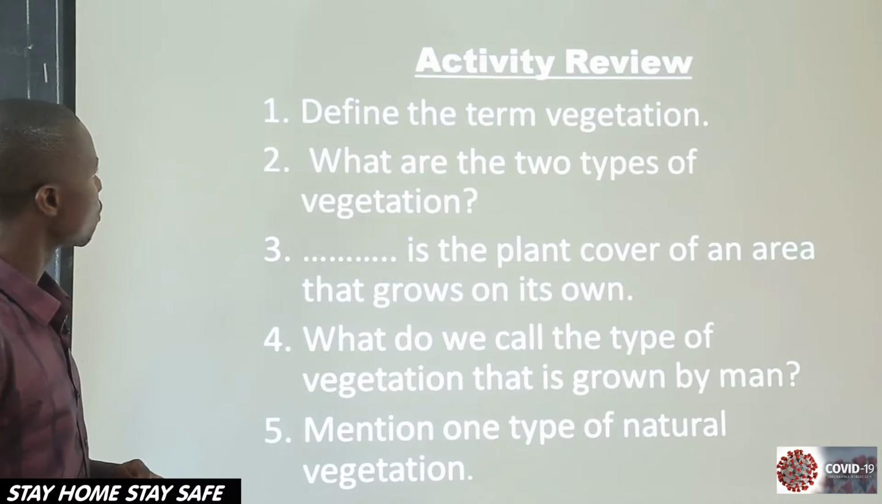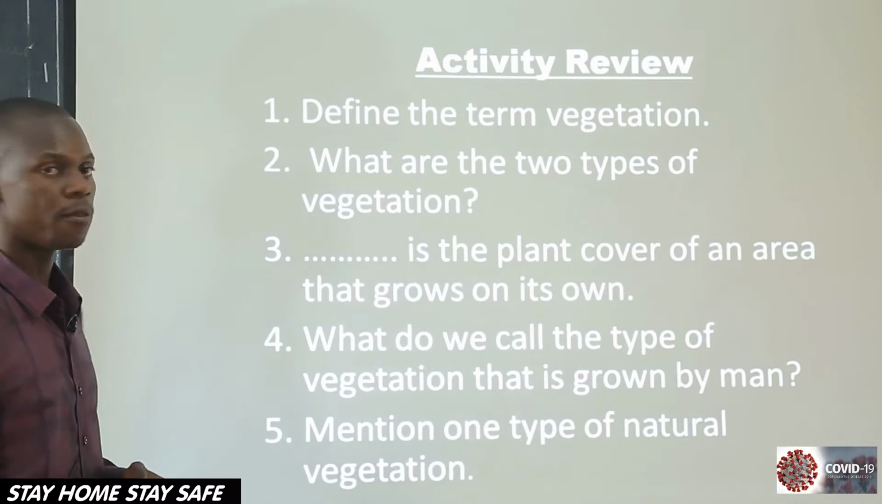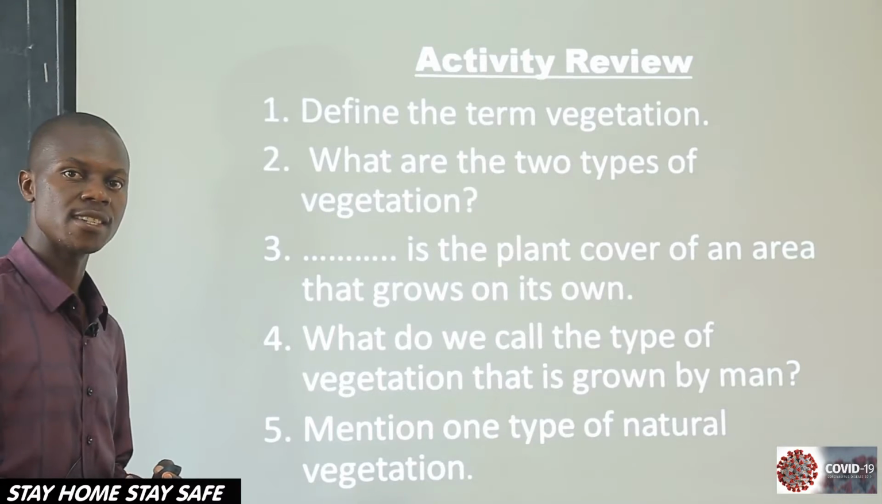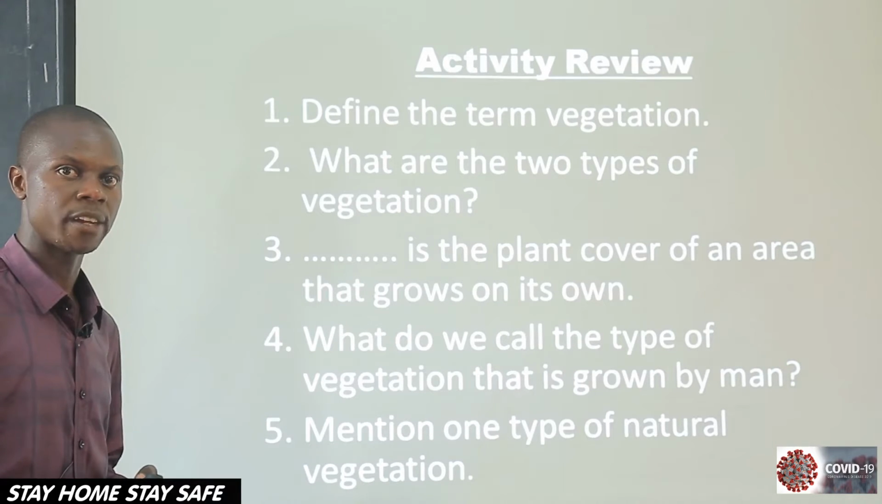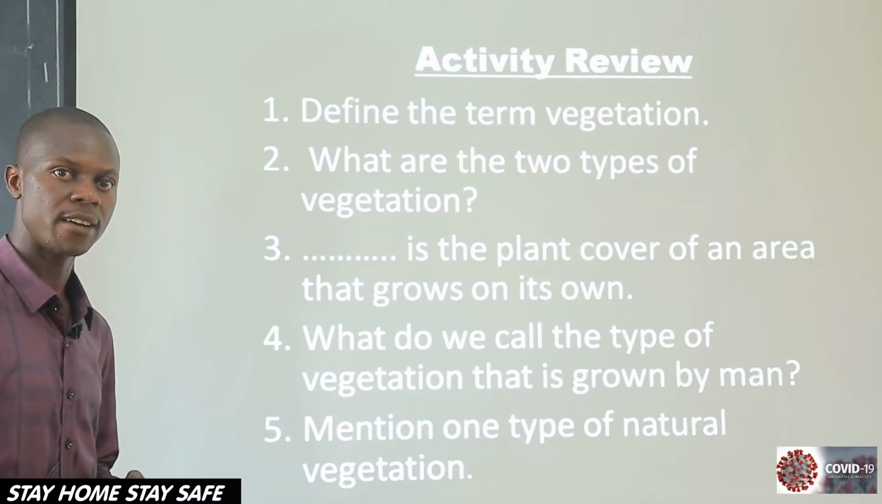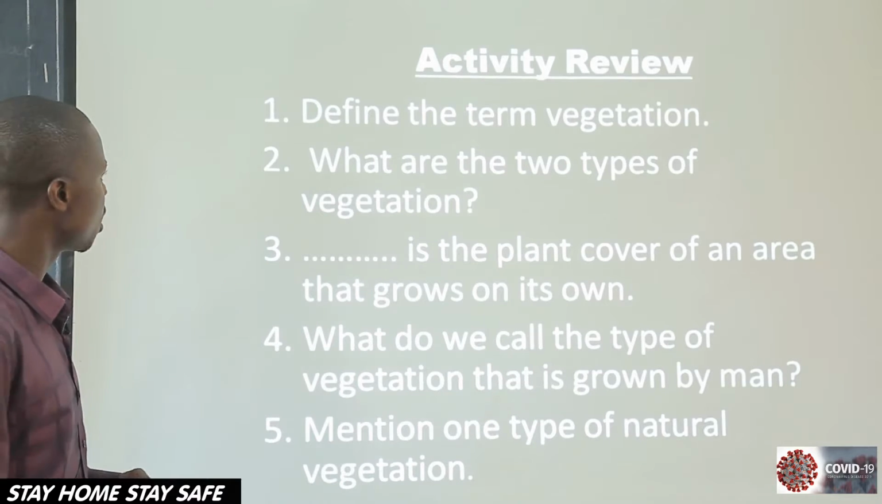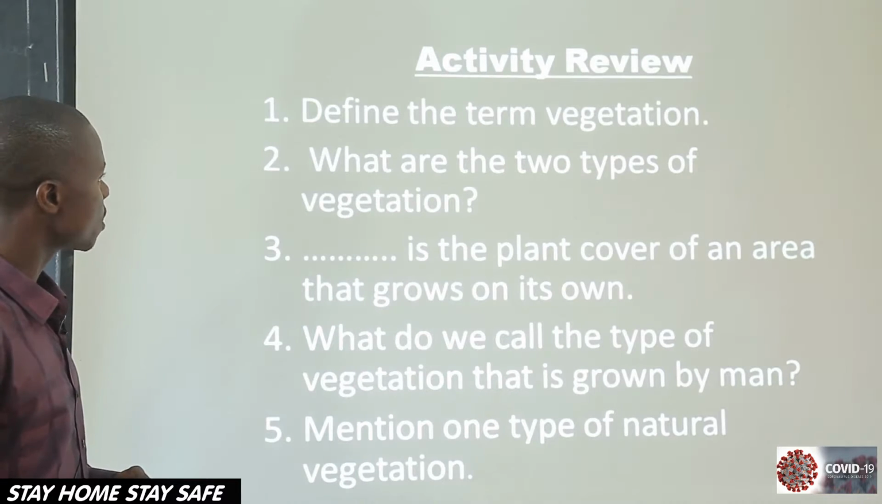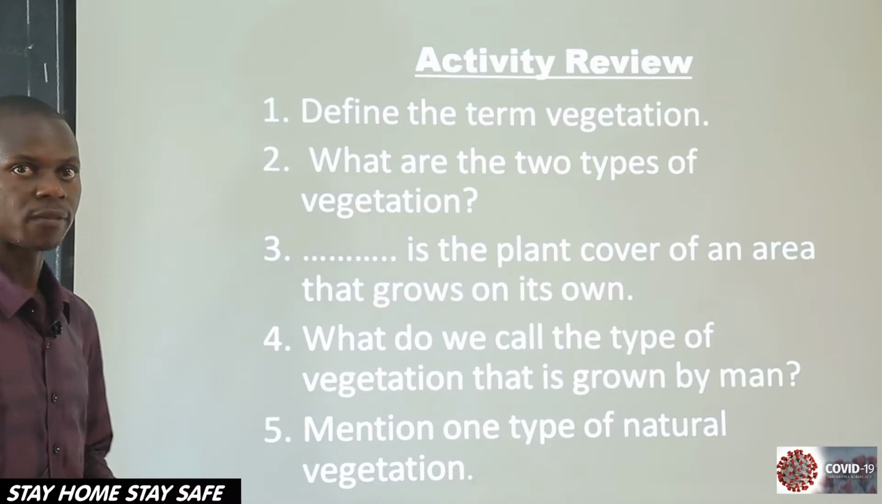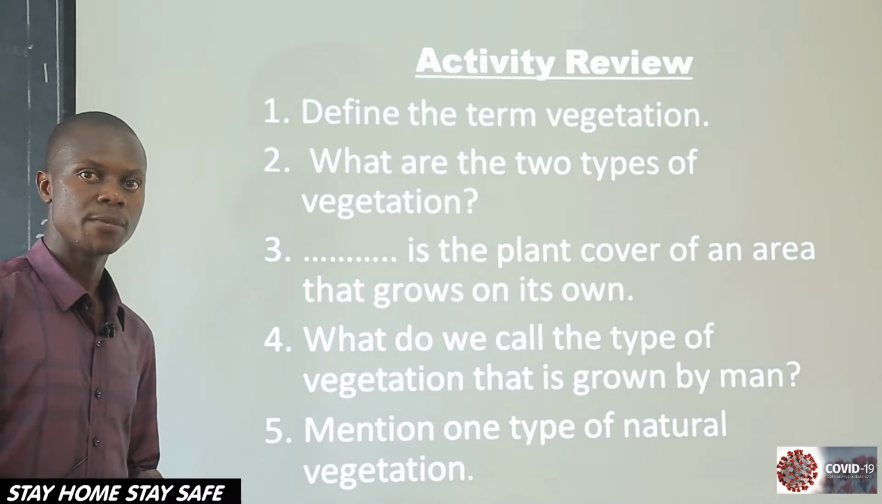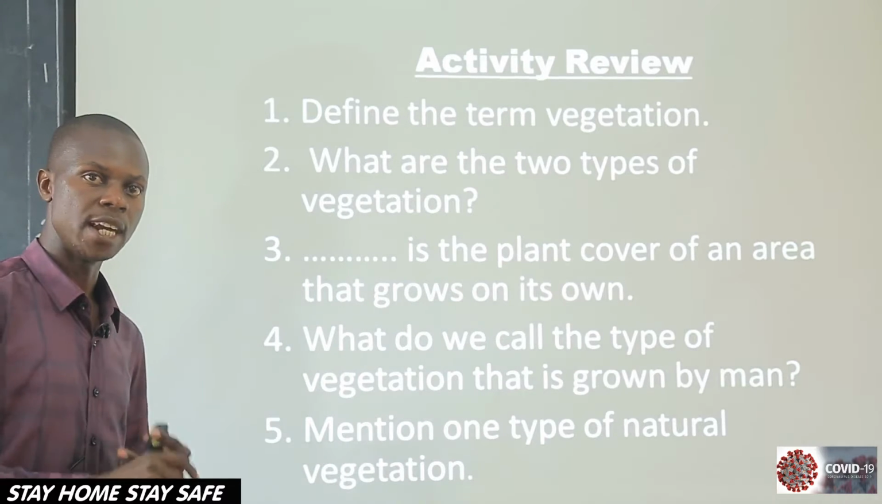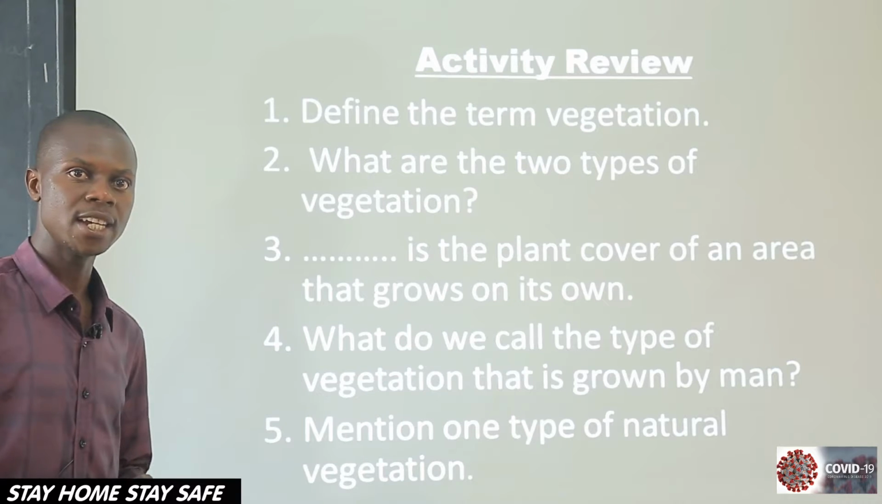So our number 1 was talking about defining the term vegetation. So vegetation is the plant cover of an area. Then question 2, what are the 2 types of vegetation? So we talked of natural vegetation and planted vegetation.